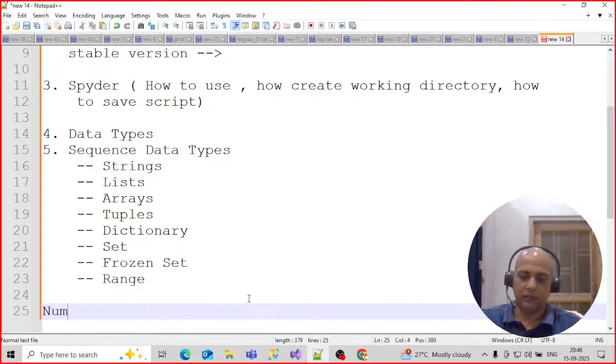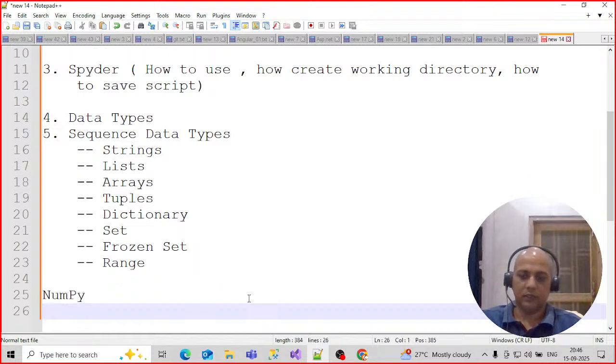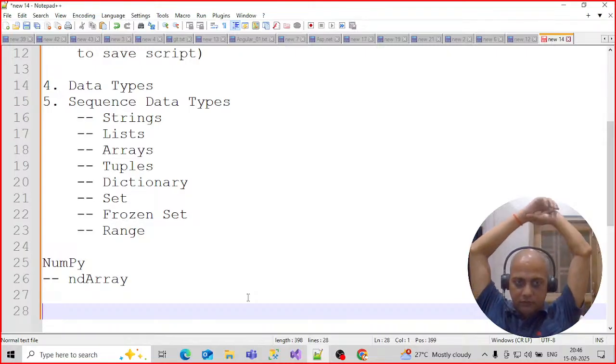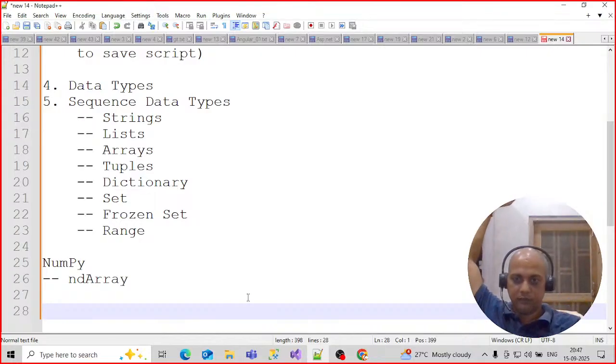And then we have NumPy, Numerical Python. Here we will be studying the n-dimensional array. Is it like a matrix only? A matrix has rows and columns, but we can create n-dimensional arrays, like 6 dimensions, 5, 8, 30 dimensions as per requirement. So we will be dealing with that.